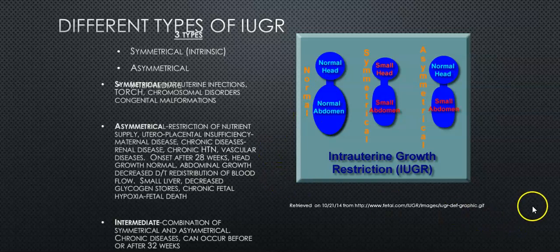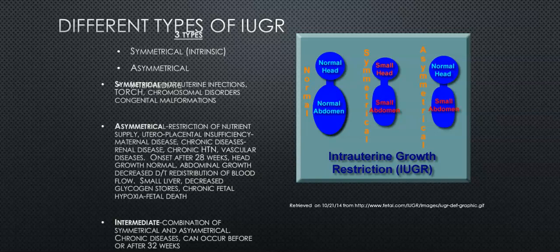On this picture, I'm showing you a normal presenting fetus with a normal head and normal abdomen, and I'm showing you what IUGR is. So you have symmetrical and asymmetrical, and you can have intermediate. I just presented symmetrical to you. Let's talk about asymmetrical. What you're going to see with this particular type of IUGR is a restriction of nutrient supply. You can have conditions that cause uteroplacental insufficiency, maternal diseases, chronic diseases, renal diseases, high blood pressure, and vascular disease. Usually this problem starts to affect the baby after 28 weeks of gestation.